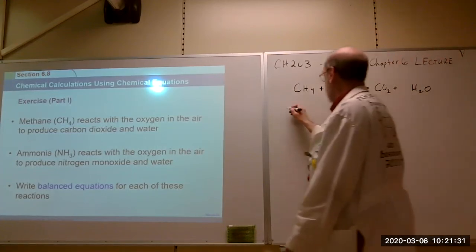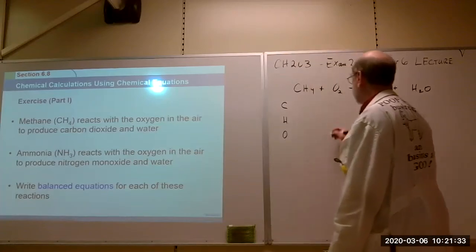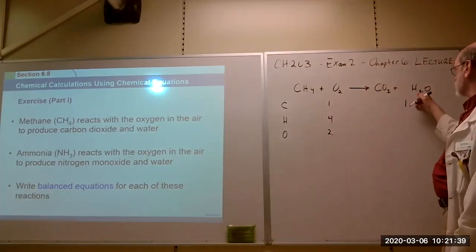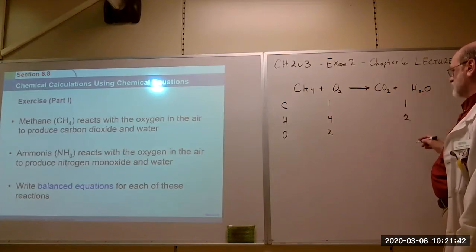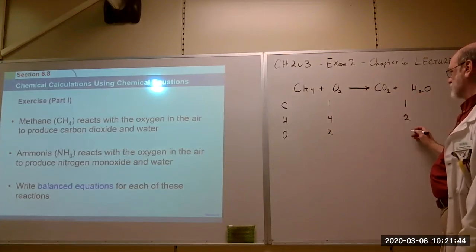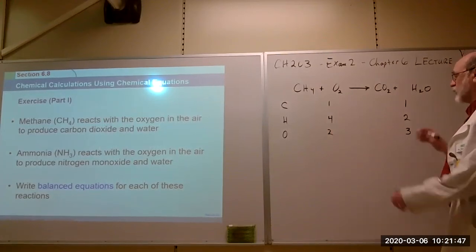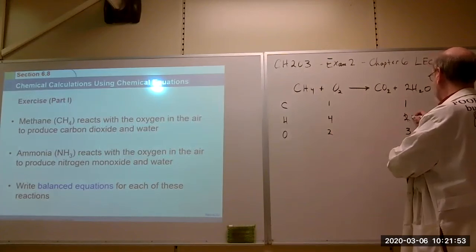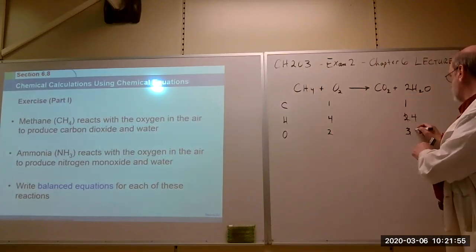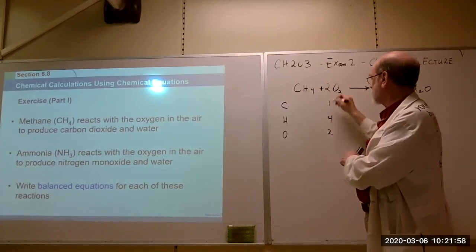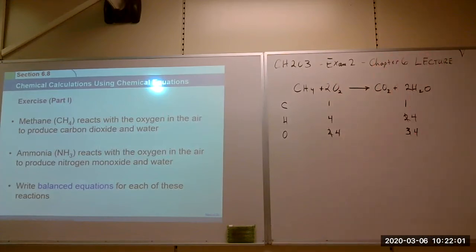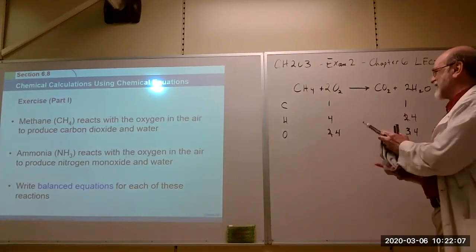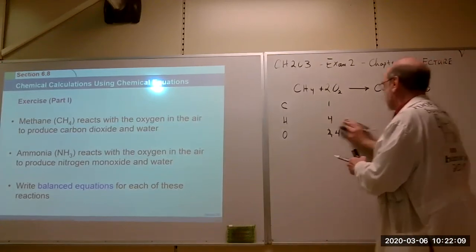Okay. So we have carbon, hydrogen, oxygen. 1 carbon, 4 hydrogens, 2 oxygens. 1 carbon, 2 hydrogens, and 3 oxygens. Okay, we got 1 carbon on either side. Hydrogens, we need 4 on this side, but that gives 2 plus 2 is 4 here. Now 2 times this gives you 4 here, and we're balanced. Okay, that go too fast? Okay. Now if that one's balanced, let's balance the second one.